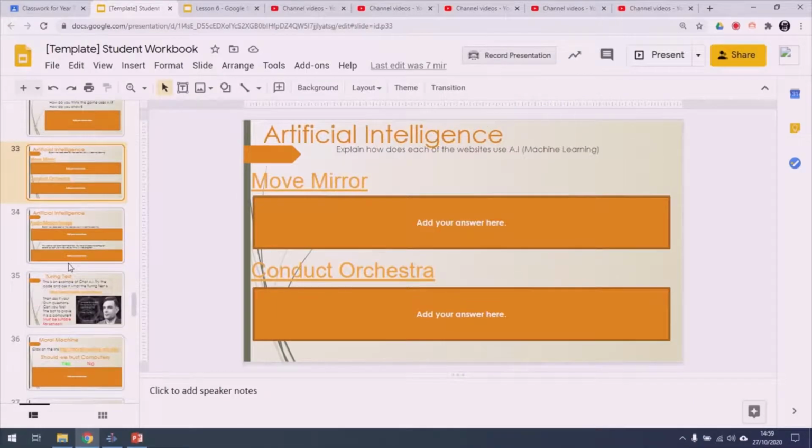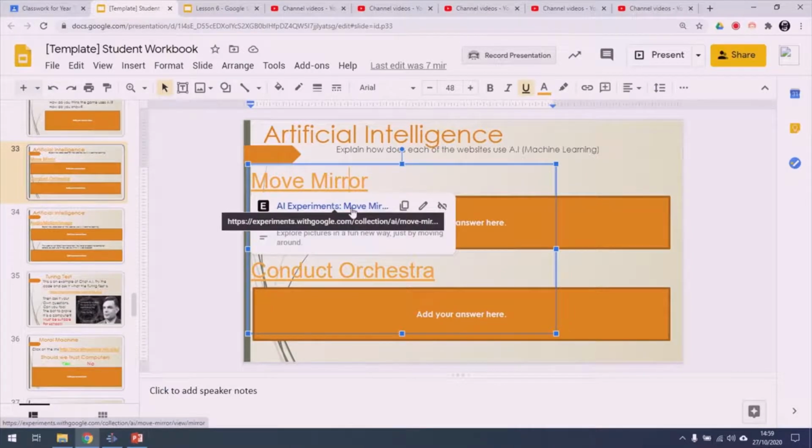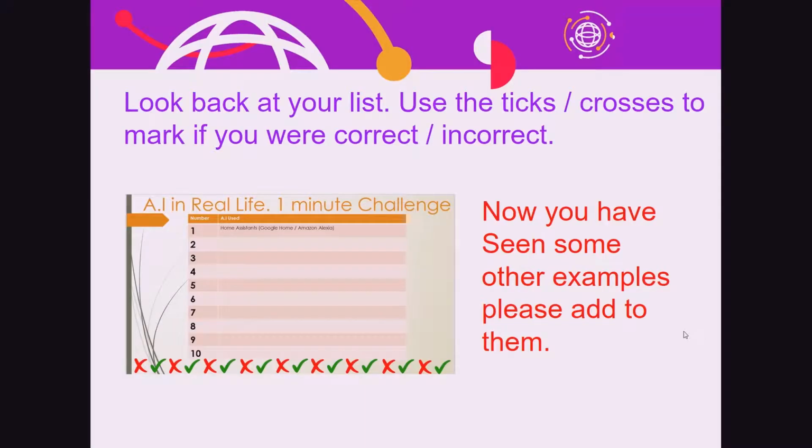But the next task is the 3 different websites. They all use artificial intelligence. If you click on the link, it will take you to the website. Try it and see what happens. It's an orchestra one. Please now go back to your list that you made of AI in real life. Now you've seen some other examples and tried some. Can you update your list? Did you get any right? Did you get any wrong? And add some extras, anything extra that you can think of.